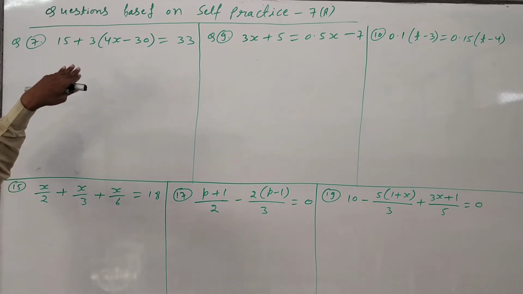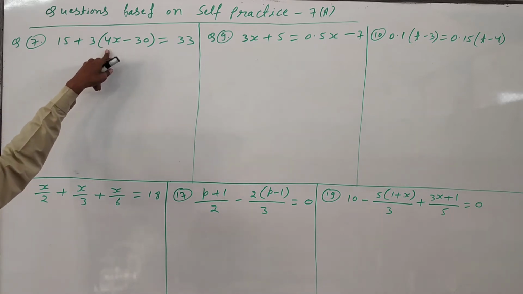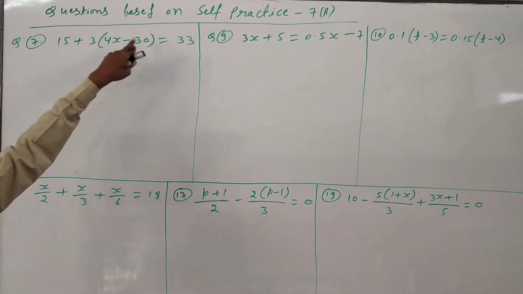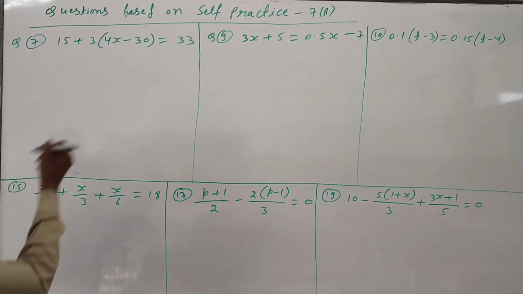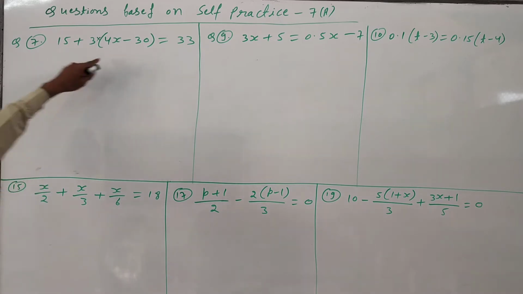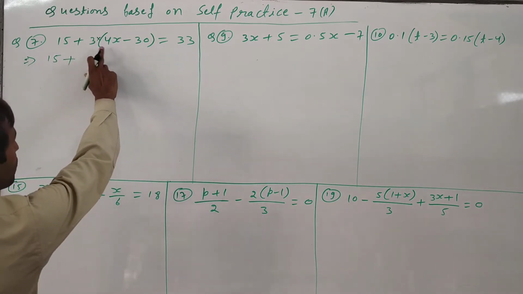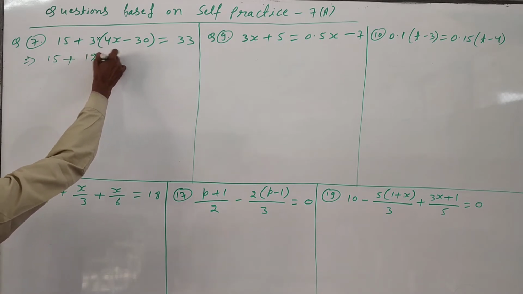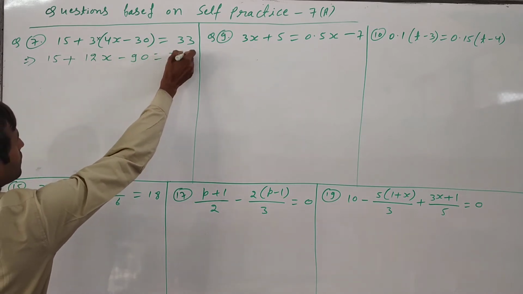Question number 7 we have to do. Here the linear equation is given, and there is a small bracket also: 15 plus 3 into bracket 4x minus 30. Here nothing is written, which means there is a multiplication sign. So first of all we have to remove this small bracket. 3 will multiply here and here also. So 3 times 4 is 12x, and 3 into 30 gives minus 90, is equal to 33.